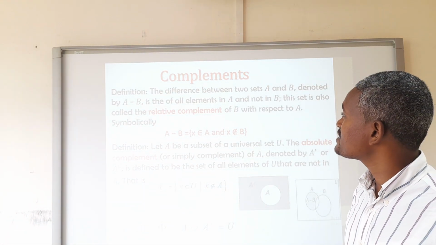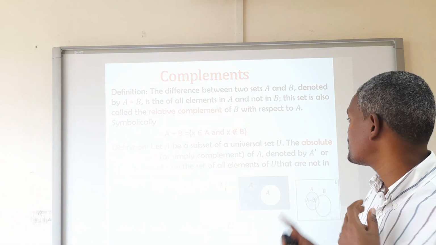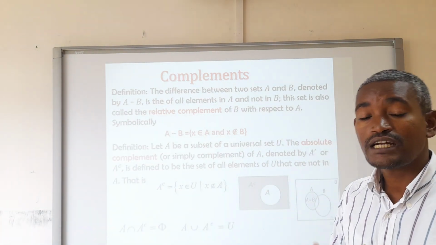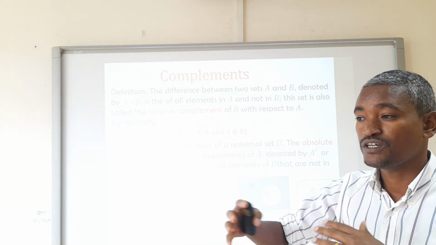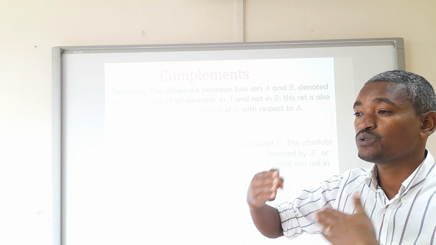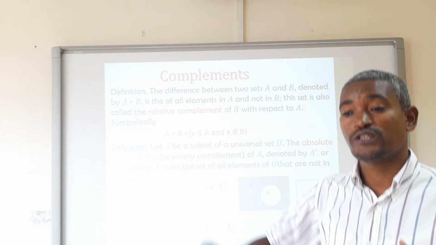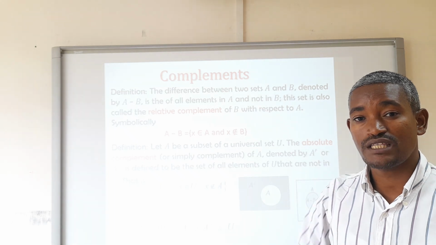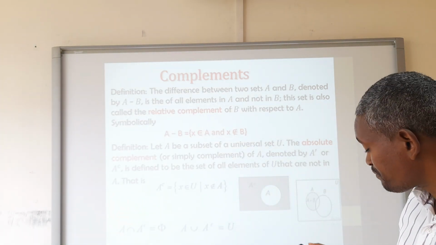The other one is the complement of a set. There are two complements, the relative complement and the absolute complement. The relative complement is when we are comparing two sets, the relation between two sets. And the absolute complement is a complement with respect to the universal set. The complement of a set with respect to the universal set is said to be an absolute complement.